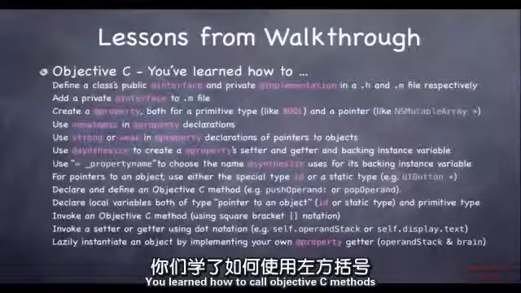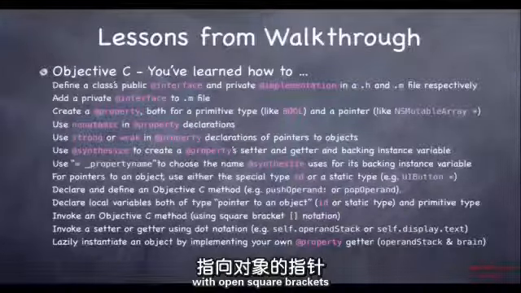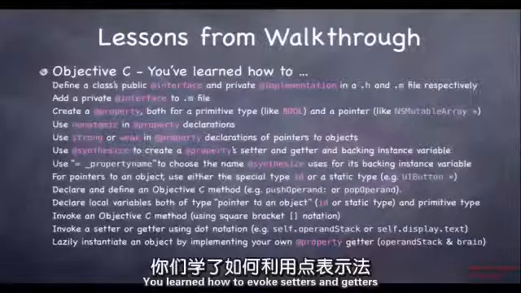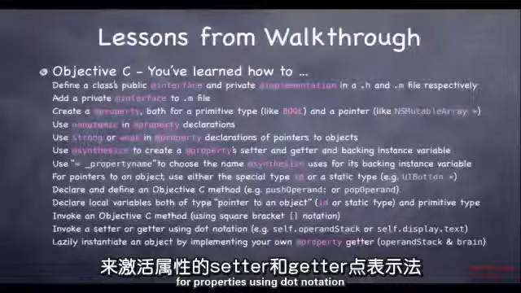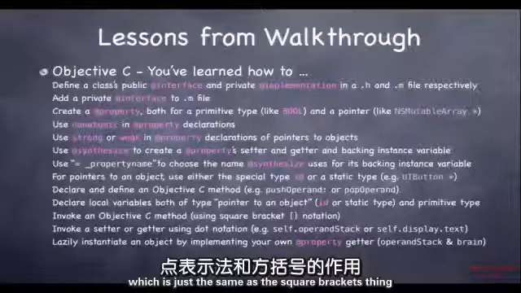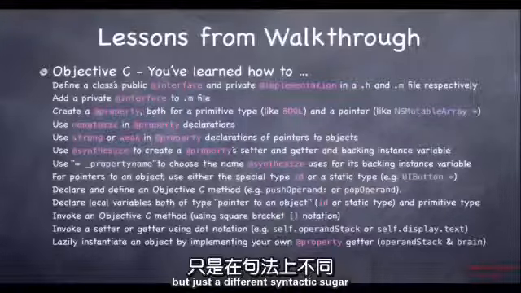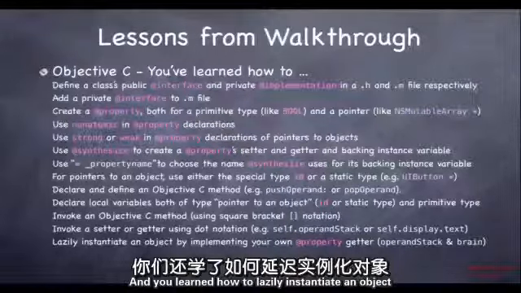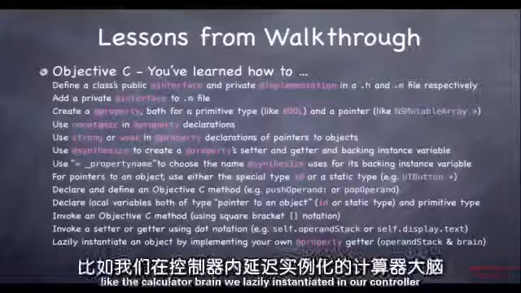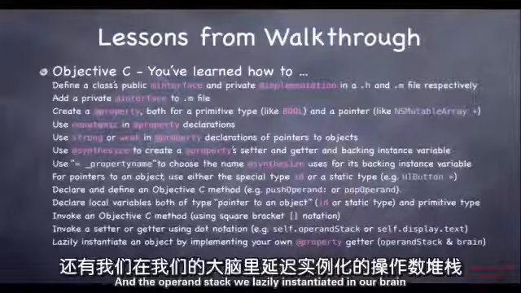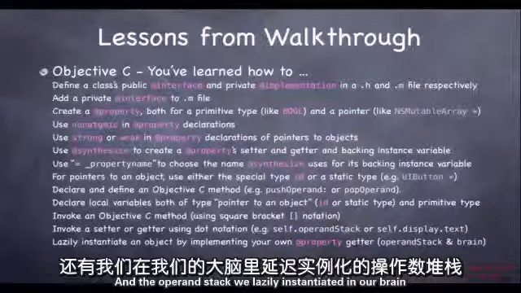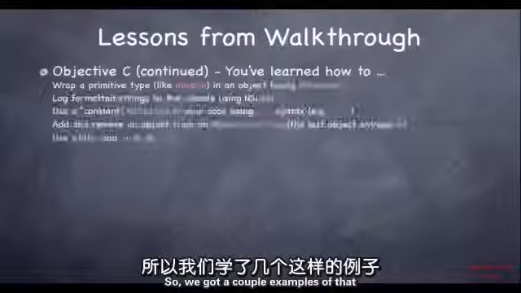You learned how to call Objective-C methods with open square brackets, pointer to an object, and then the method name with all the arguments mixed in. You learned how to invoke setters and getters for properties using dot notation, which is just the same as the square brackets thing in terms of how it works, but just a different syntactic sugar, a different looking syntax. And you learned how to lazily instantiate an object, right? Like the calculator brain we lazily instantiated in our controller, and the operand stack we lazily instantiated in our brain. So we've got a couple examples of that.